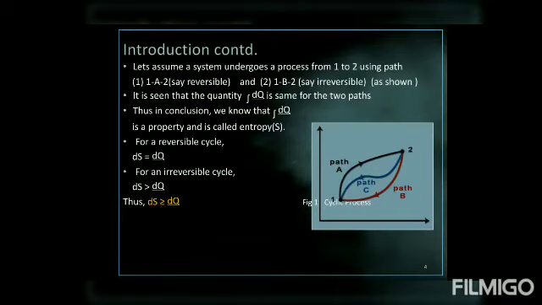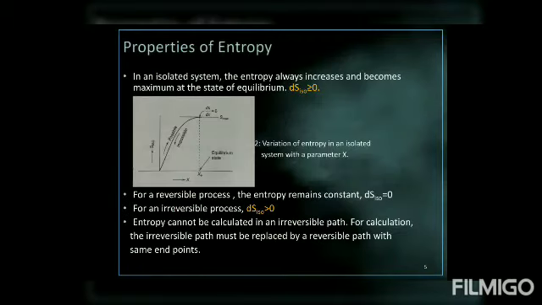Now we can see the properties of entropy. For an isolated system, the entropy change dS is always greater than or equal to 0. For a reversible process, the entropy remains constant, that is dS equals 0. For an irreversible process, dS is always greater than 0, that is, dS is always positive.